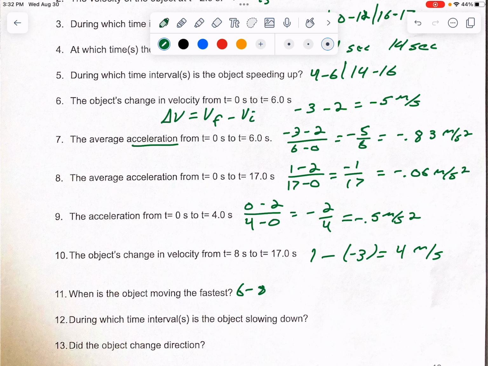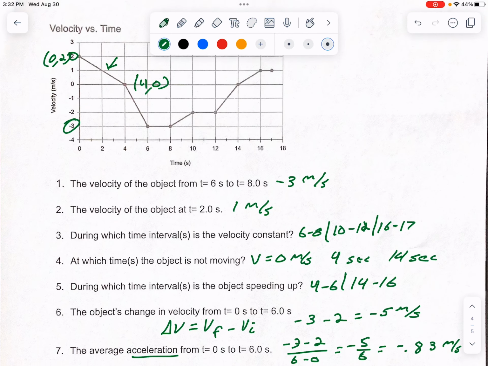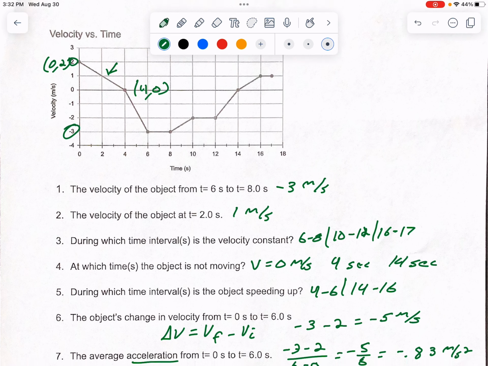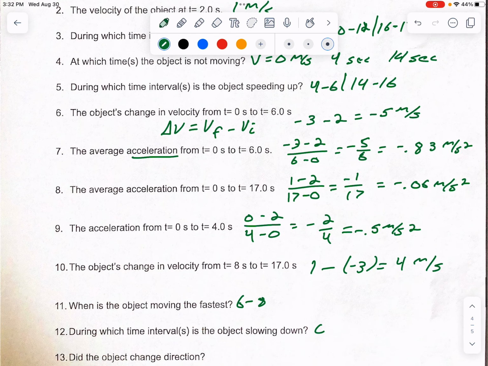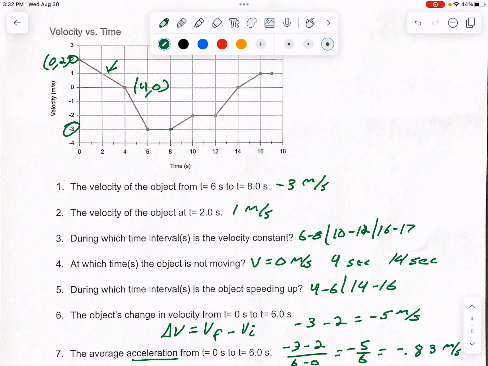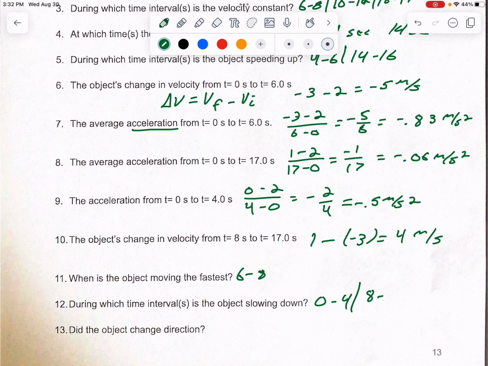During which time intervals is the object slowing down? That means when are you going towards the 0 line? Okay, so that's going to be from 0 to 4. Then that's going to be from 8 to 10 and 12 to 14. So anytime you're going towards the x-axis, 8 to 10 and then 12 to 14.